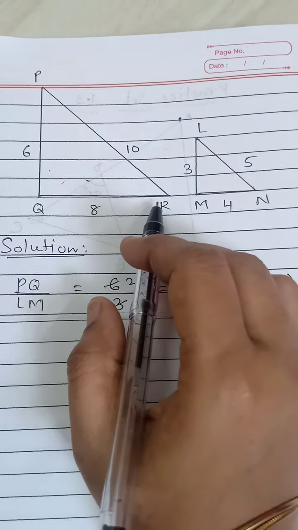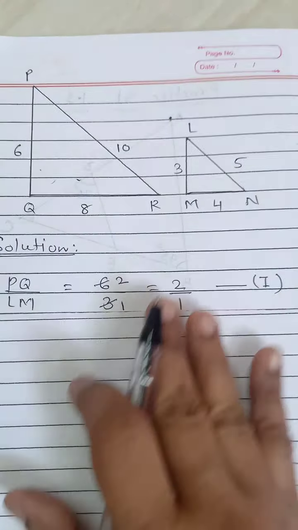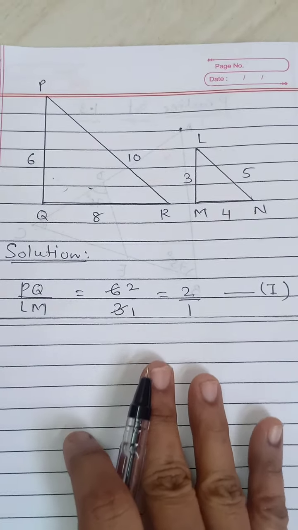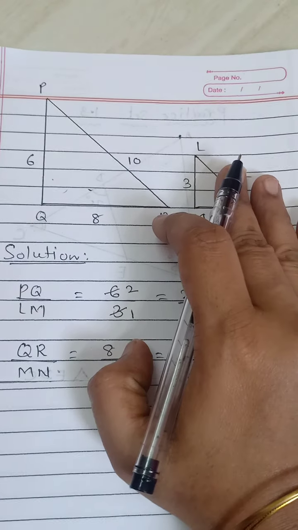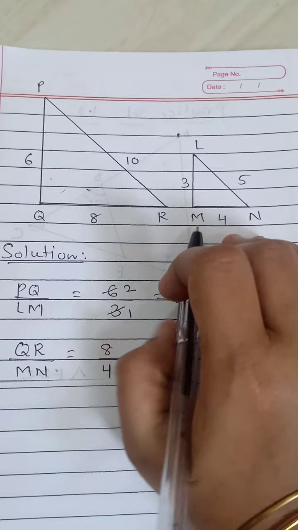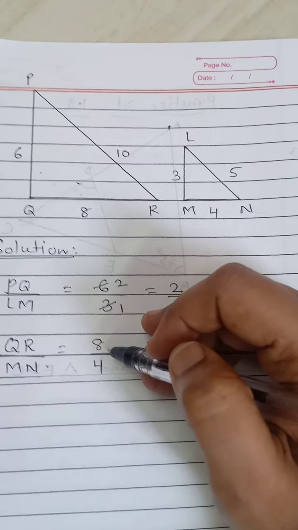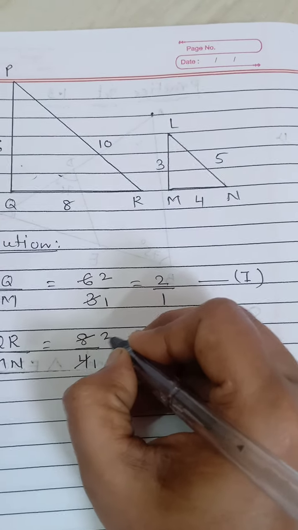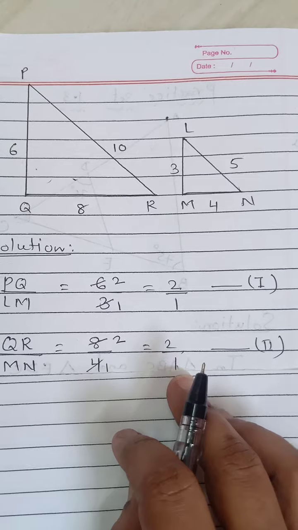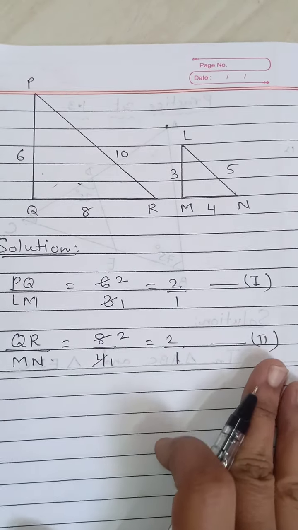Similarly, we will take the next corresponding sides, that is QR and MN. Again in the same way we take QR upon MN, where the value of QR is 8 and the value of MN is 4. Now we can cancel these two also by 4. So 4 ones are 4, 4 twos are 8. So we again get 2 upon 1. I have given it equation number 2.